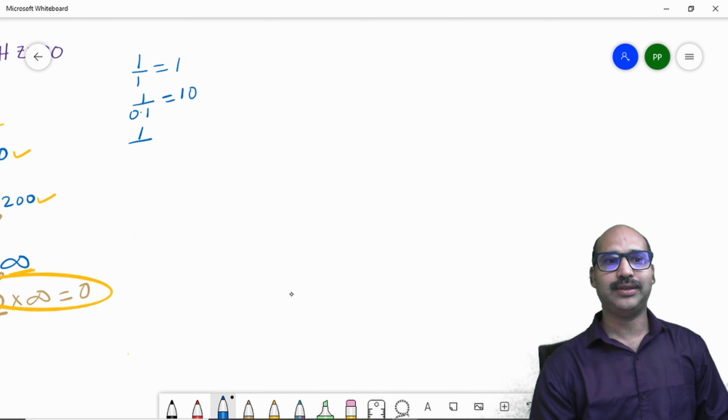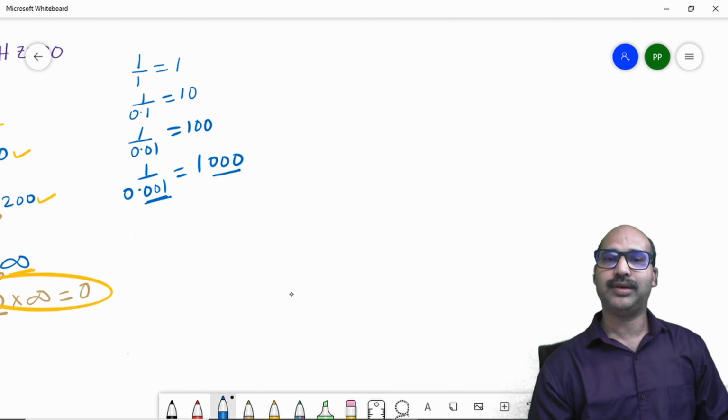1 by 0.01 is equal to 100. 1 by 0.001 is equal to 1000. Here, the number of digits after the decimal is the number of zeros we get. And so on, up to 1 by 0. So here this is equal to 1 by 0.